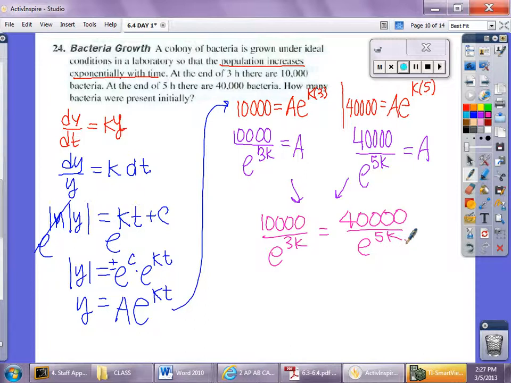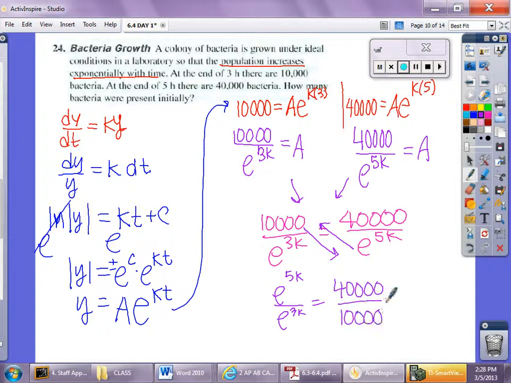In a sense, I'm going to cross multiply. I'm going to do myself a favor and save some steps. I'm going to multiply this e to the 5k to the left side, and I'm going to divide by 10,000 on the right side. So I end up with e to the 5k divided by e to the 3k equals 40,000 divided by 10,000.